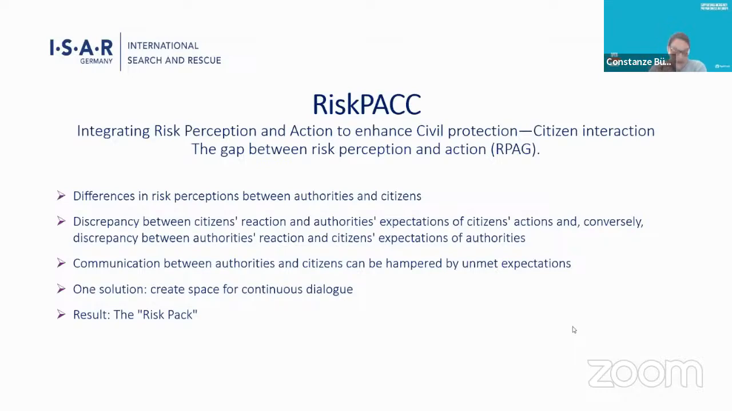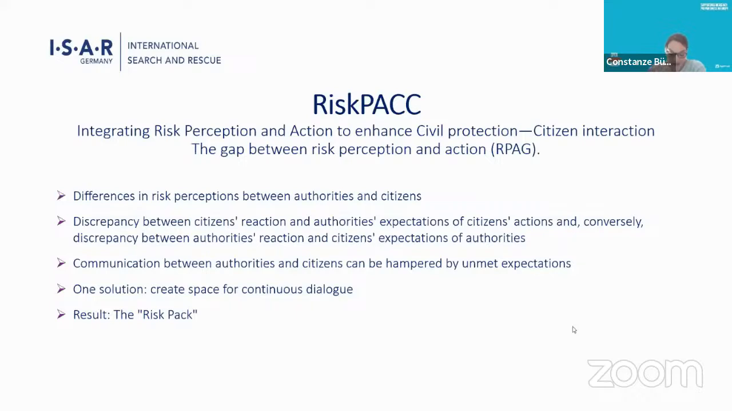Let me shortly introduce you to the RiskPact project, which is also funded by the EU Horizon 2020 program. RiskPact stands for Integrating Risk Perception and Action to Enhance Civil Protection and Citizen Interaction. It's a very long name. And the so-called RPAC is the gap between risk perception and action.